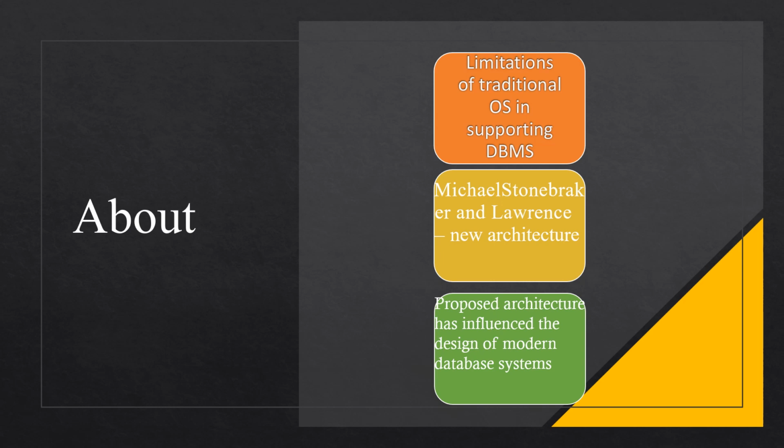In this presentation, we are going to study how traditional operating systems support the DBMS, and this paper written by Michael Stonebraker and Lawrence, and the new architecture they implemented to work on the new techniques and design of how it supports the new methodologies and designs of operating systems for the modern architecture. And they also propose an architecture that has influenced the design of modern database systems.